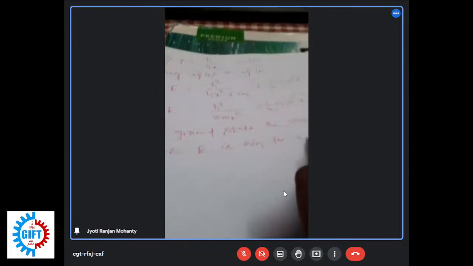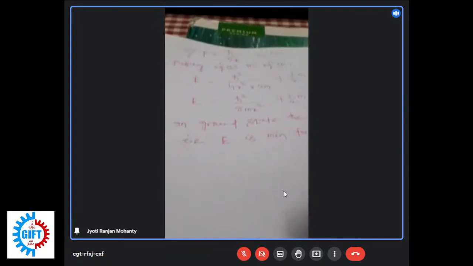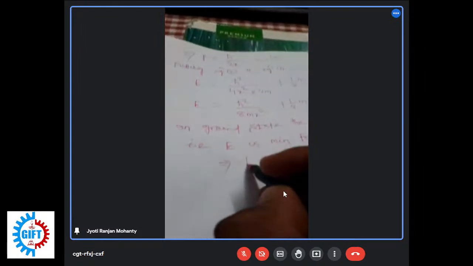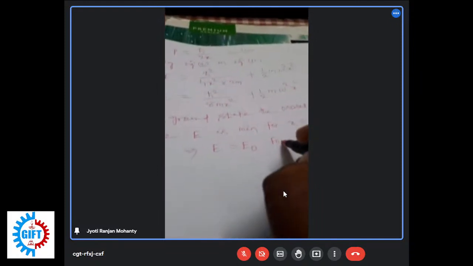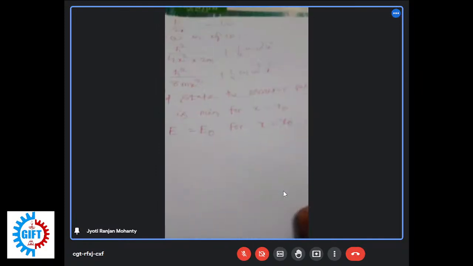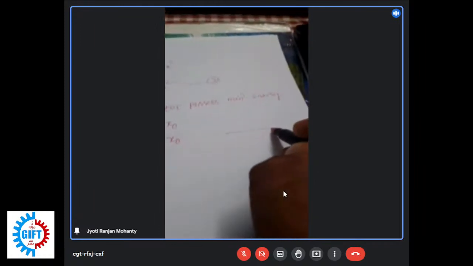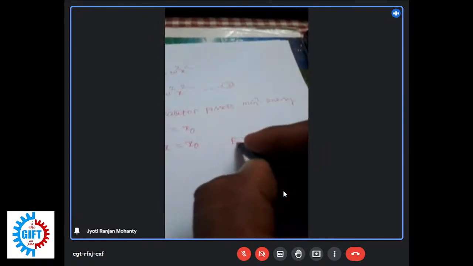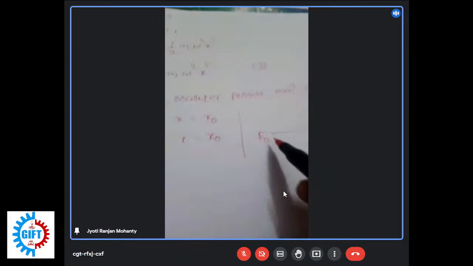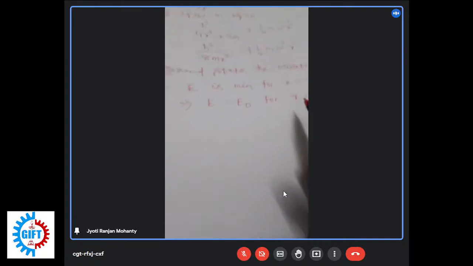The value of E will be minimum for x is equal to x0. When position at the ground state, I have taken x0. So this implies let that minimum value be equal to E0 for x is equal to x0. Understood? Look here. This is the ground state. Here this is x is equal to x0. This is E becomes E0. So that thing I have written here: E becomes E0 when x becomes x0.